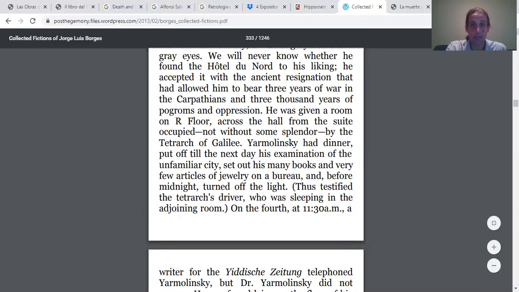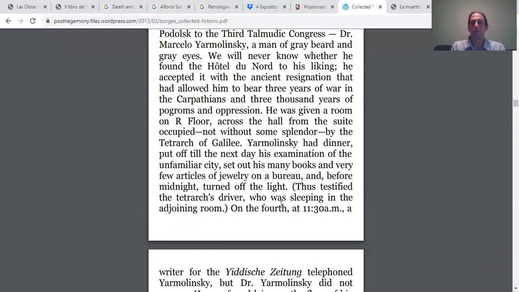So, for instance, at the end of the page in my electronic edition, we learn that while Yarmolinsky arrived at the Congress on the 3rd of December, the writer from the Yiddische Zeitung calls him on the 4th of December. Earlier in the paragraph, we had also learned that Yarmolinsky occupied a room on our floor, across the hall from the suite occupied by the Tetrarch of Galilee. The Tetrarch of Galilee. Now, the Tetrarch of Galilee is not exactly a fictional reference.